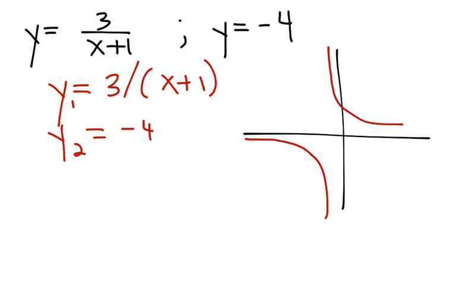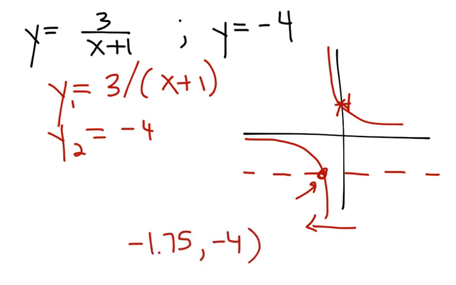My cursor popped up here when I went to second trace. The problem is the point of intersection I'm looking for is down here on this branch. So I'm going to press the left arrow until my cursor pops up down here. Once my cursor pops up somewhere down there, then I will hit enter, enter, enter for the point of intersection to come up. The point of intersection comes up as negative 1.75, comma, negative 4.